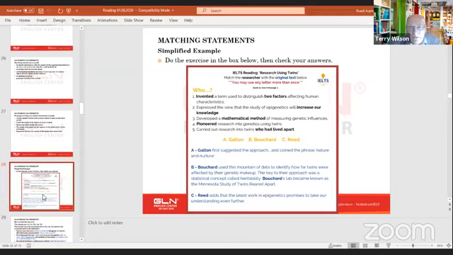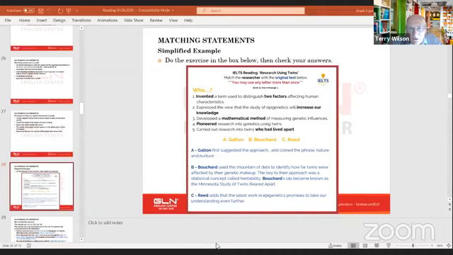So for number 1, who invented a term used to distinguish 2 factors affecting human characteristics? Who expressed a view that the study of epigenetics will increase our knowledge? Who developed a mathematical method of measuring genetic influences? Who pioneered research into genetics using twins? And finally, who carried out research into twins who had lived apart?